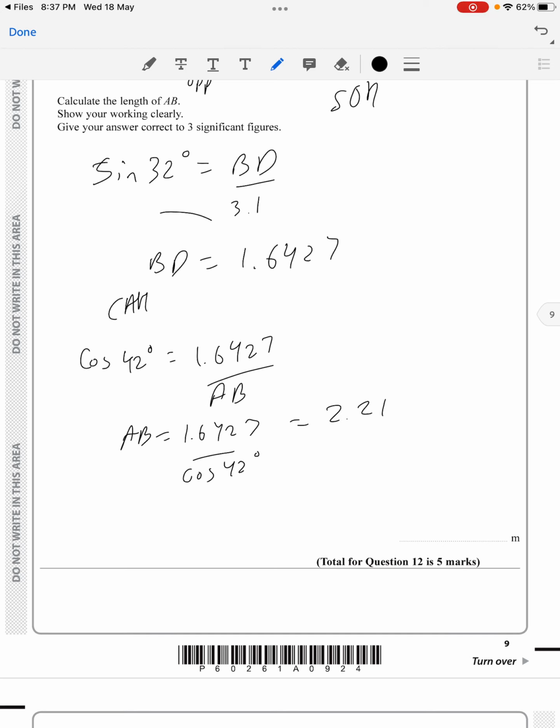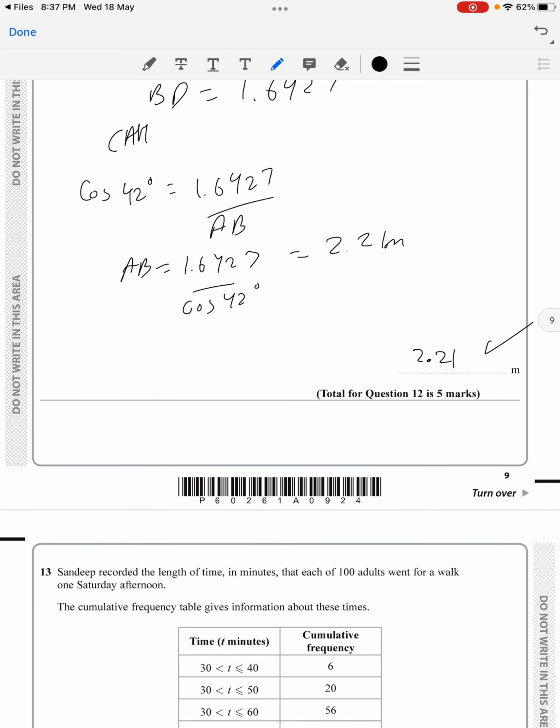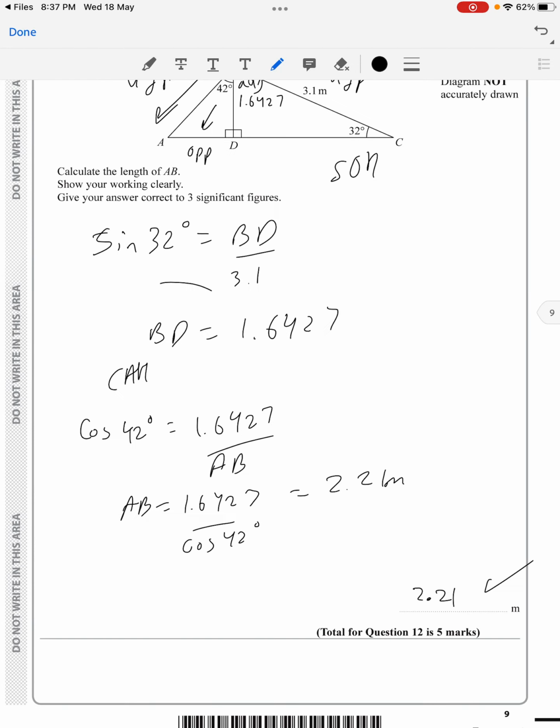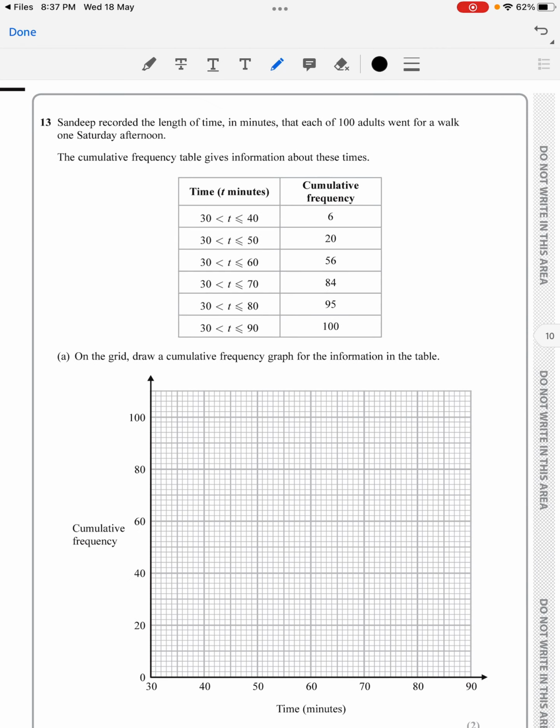And once you put that in your calculator, you should be getting about 2.21 meters, right? So you have 2.21 meters should be your answer. Alright, let's move on to the next question for 5 marks. That's your working out. Okay, and the next question talks about cumulative frequency.